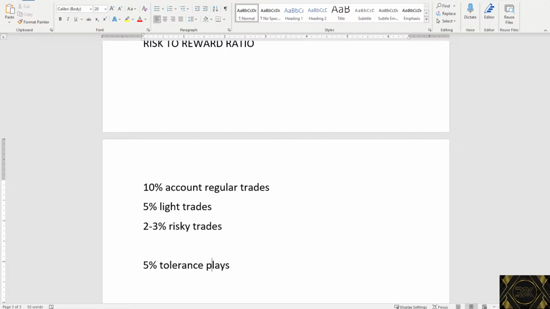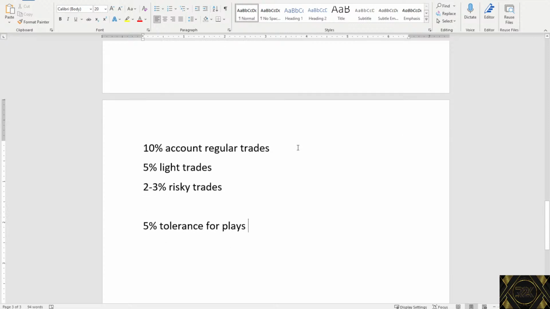Can I do 5% for all plays? Yeah, you can pretty much. If you stick with 5% for all plays, even if you did 10% on each play, it still would play out. It still would work. I did that sometime before.